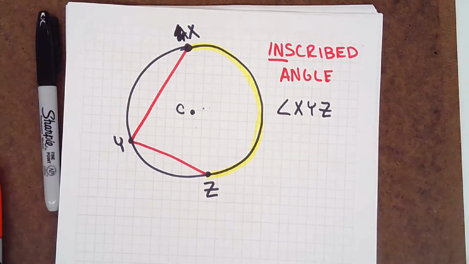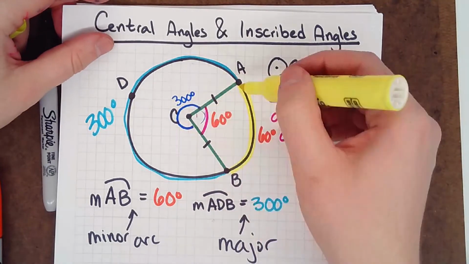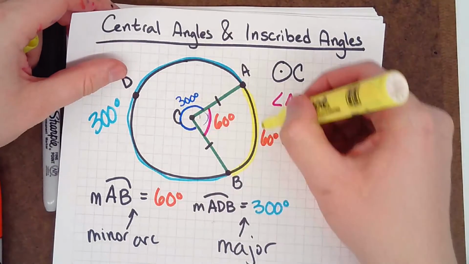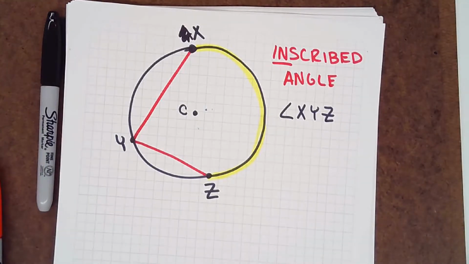And the question is, what is the relationship between this inscribed angle and the arc it subtends? Now, for central angles, it's pretty easy, right? We've got, if this is 60, this is 60. If that's 300, that's 300, and so on. It divides up a little circle on the inside the same way it would divide up a wider circle on the outside. But this is a different beast entirely.